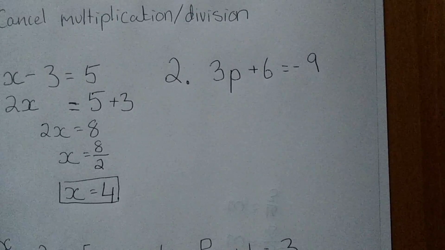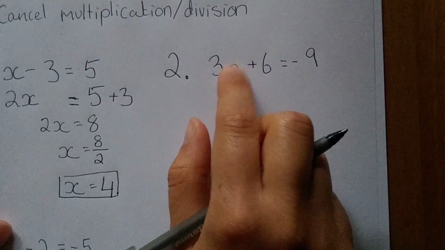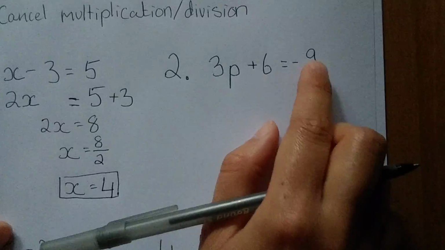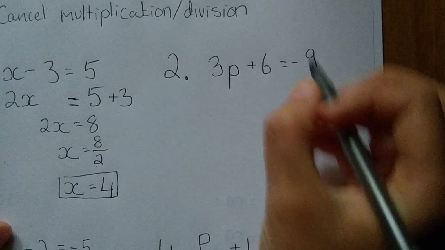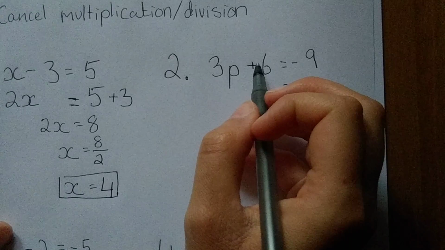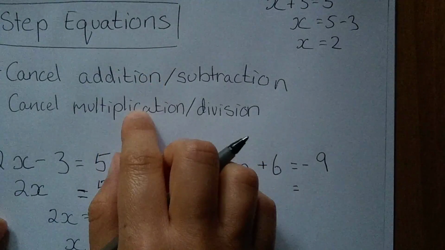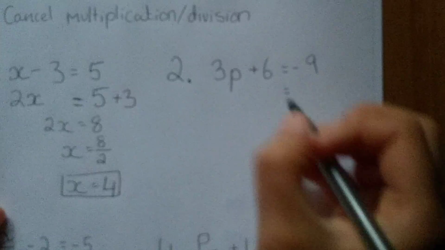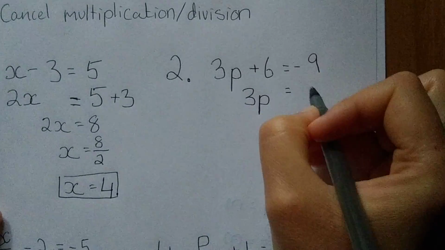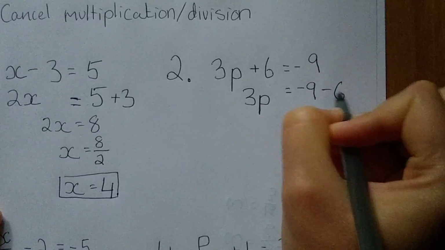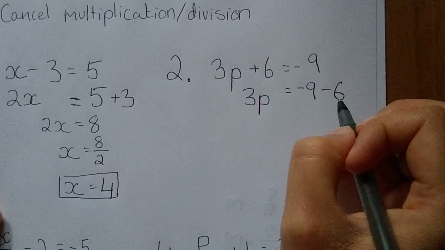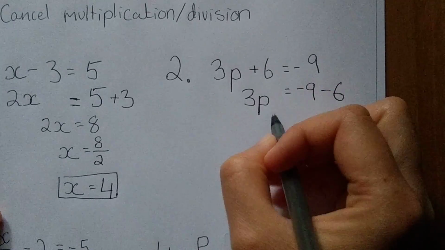So let's take a look at this one here. We need to cancel both the 3 and the 6 so that we only have the letter P left. Negative 9 is fine. It's already on the right side of the equal sign. So 3 is multiplied and 6 is added. So we're going to cancel the addition first and then the multiplication. So the 3p, we're not touching that yet, but the plus 6 will become negative 6 on the other side. So you have negative 9 already, that stays there. The plus 6 is moving to the other side of the equal sign, so it becomes negative 6.